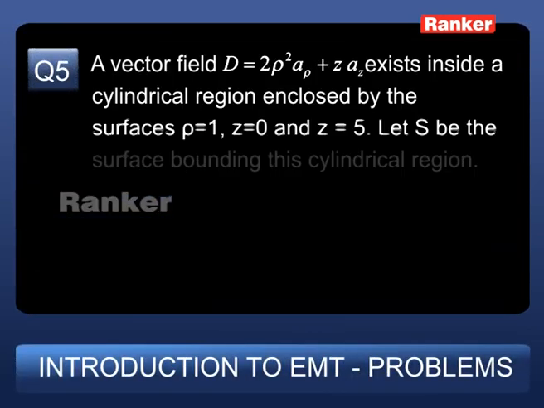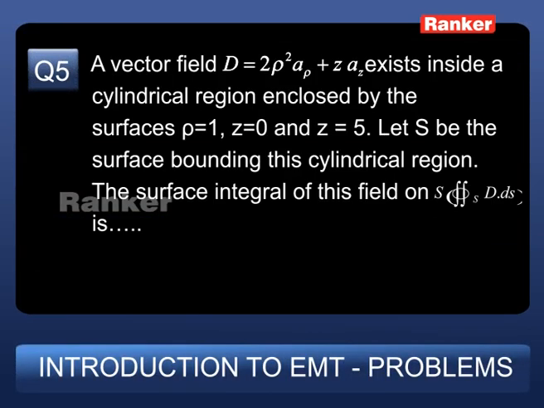Question number 5. A vector field D = 2ρ² aρ + z az exists inside a cylindrical region enclosed by the surfaces ρ = 1, z = 0 and z = 5. Let S be the surface bounding the cylindrical region. The surface integral of this field on S is, so no options were given, we need to write down the solution.